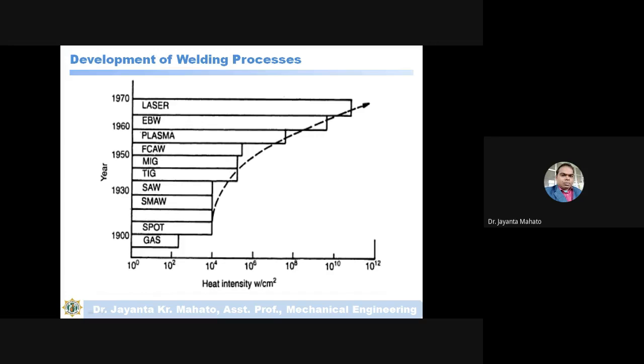Then nowadays, an advanced welding process like laser beam welding, LBW. And in this process, the heat intensity is more compared to the old welding processes like gas, spot, or submerged arc welding.